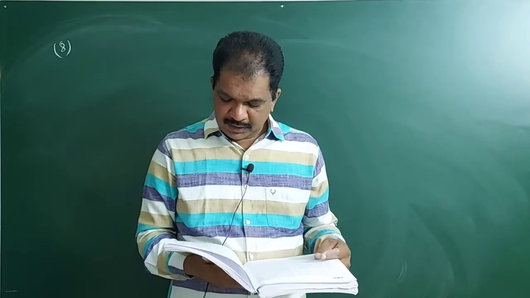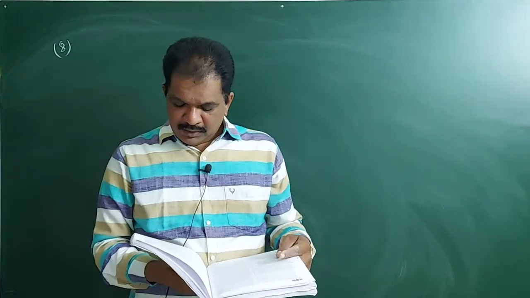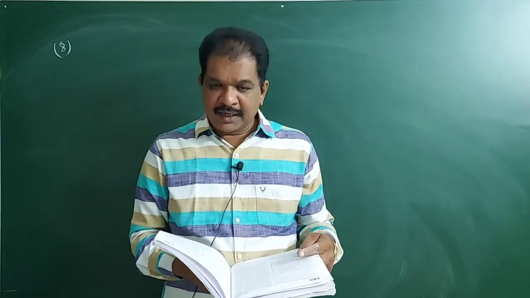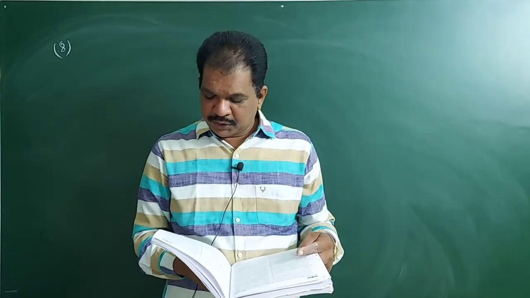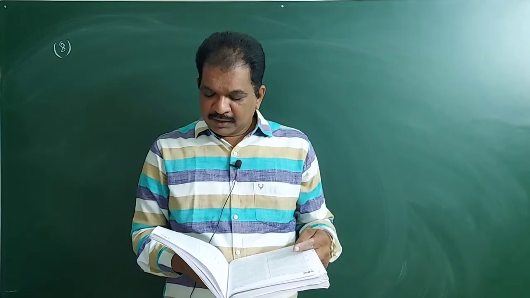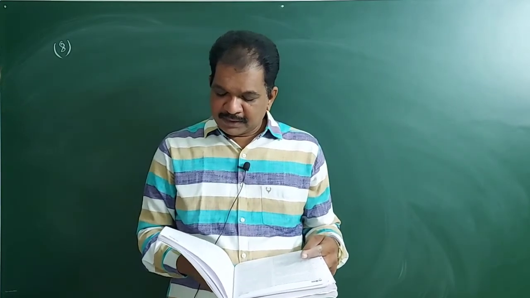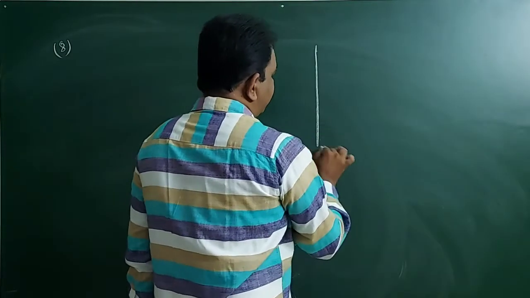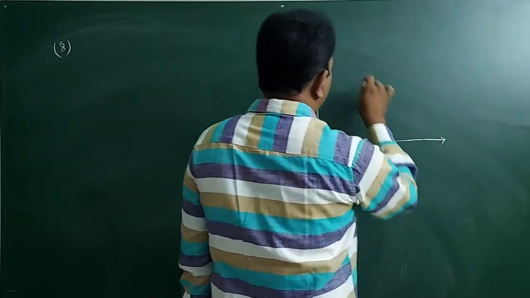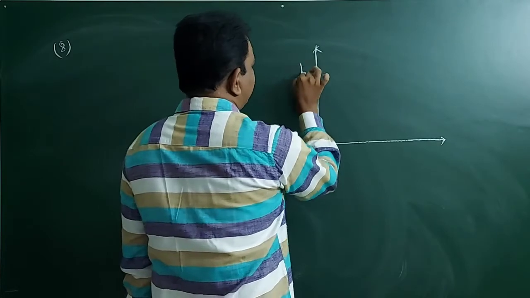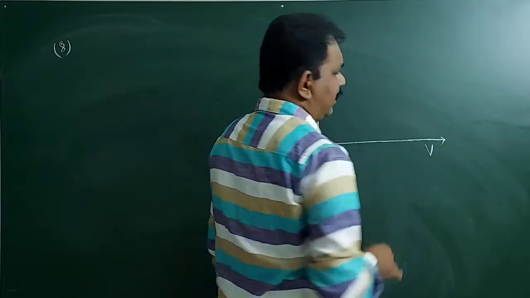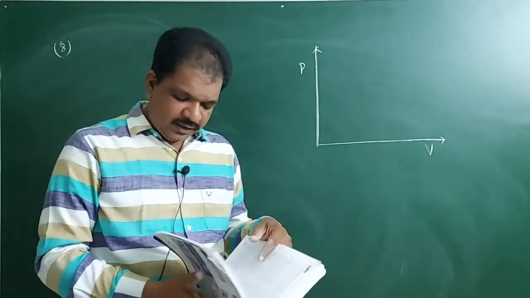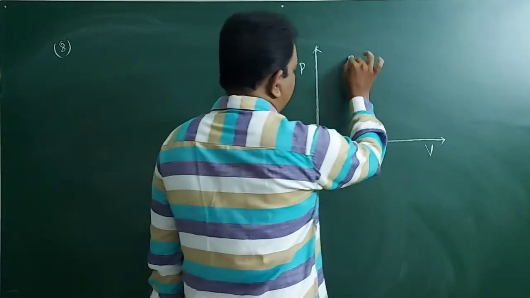Eighth question, what they are asking. A thermodynamic system undergoes a cyclic process ABC as shown in the figure. The work done by the system per cycle is how much? So, they gave a graph between P and V for calculating the work done. Graph shape is like this.